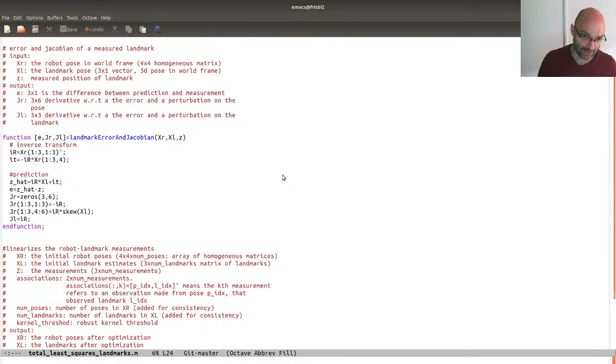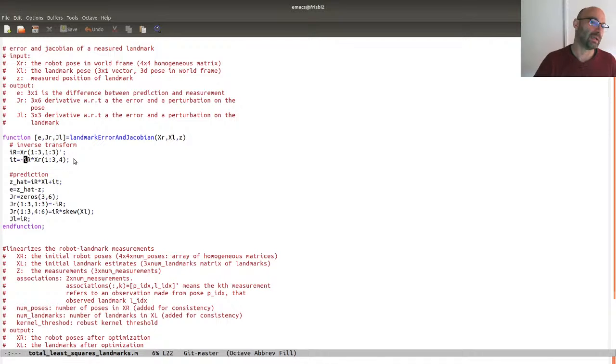This is the landmark error and Jacobian of multi-point multi-pose registration, with one substantial difference, which is that in this particular case, the robot position is not the position of the world with respect to the robot, but it's the position of the robot with respect to the world. And you can see here that I take the robot position and I invert the rotation matrix by calculating its transpose, and I invert the translation vector by calculating minus R transpose times T.